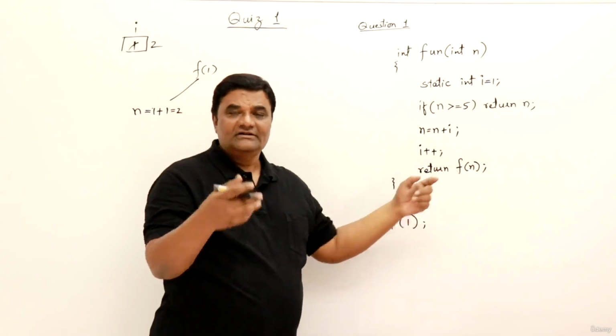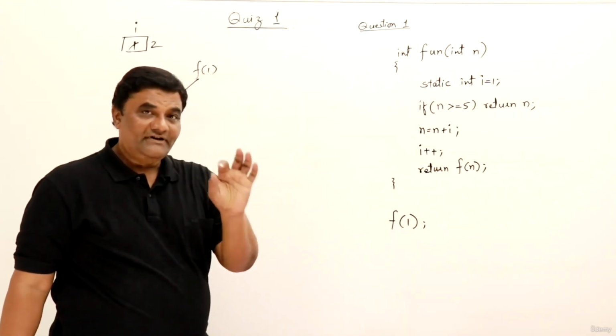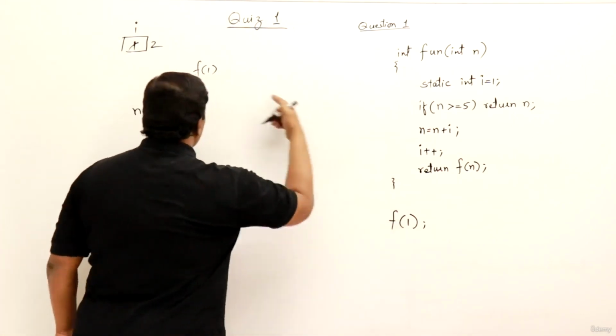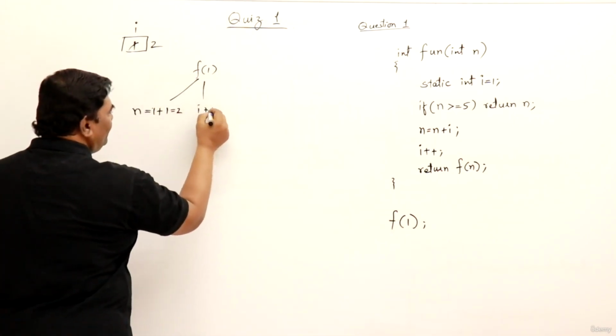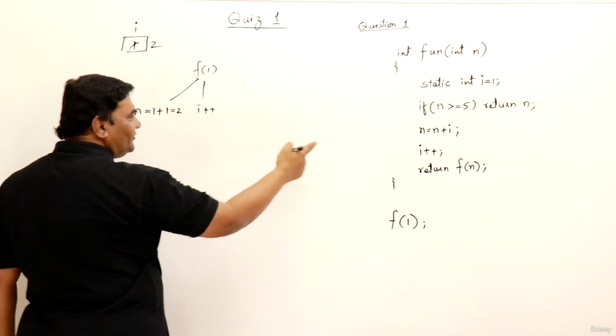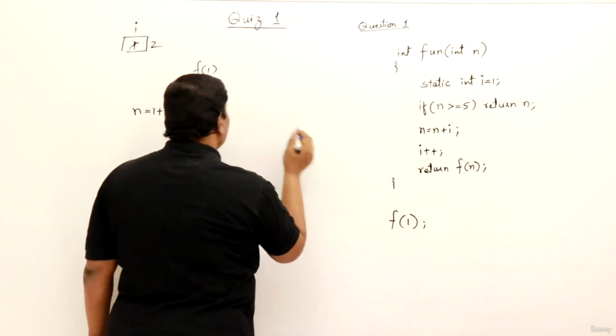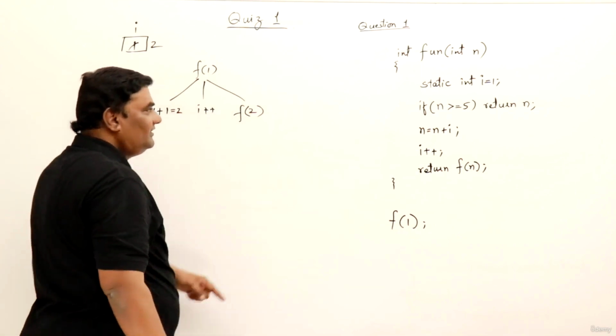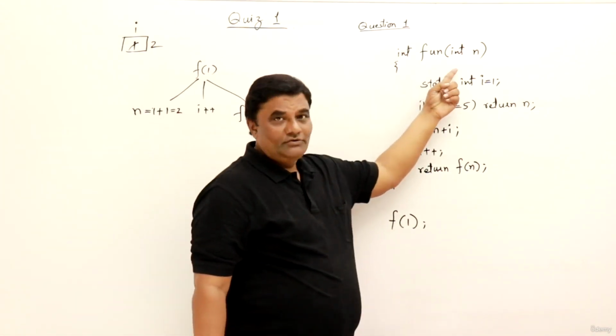Then return f of n. So again the function is called for the value of n. This is a recursive call. I plus plus is there, though I have not shown it here. If you want, you can show it. I am showing all the steps now: this one and this one and this one. Now next is the call for 2. N is 2, and the function is called again for 2.